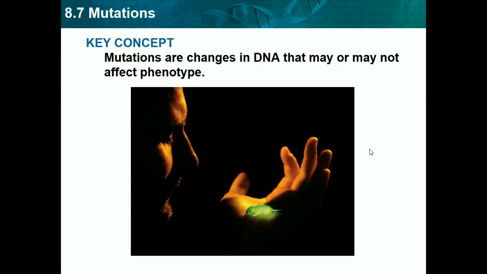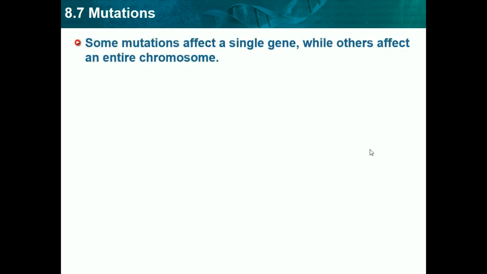So we're going to skip 8.6 because it's not important, and we're going to go to 8.7, which is mutations. Our key concept is mutations are changes in DNA that may or may not affect phenotypes. As we know, the phenotype is how we look, and basically our body. We usually think of mutations as bad, but they're not always bad. They can be good. A mutation is just a malfunction in our DNA. Some mutations affect a single gene, while others affect an entire chromosome.